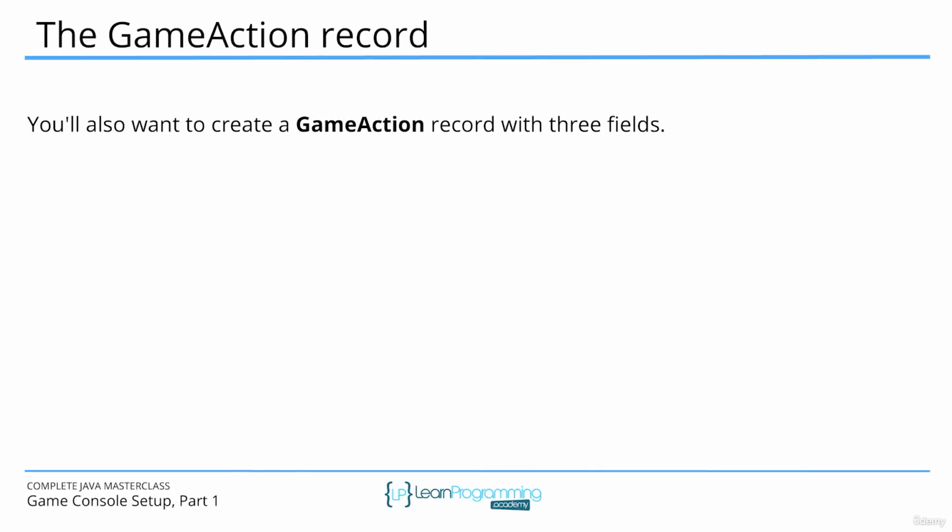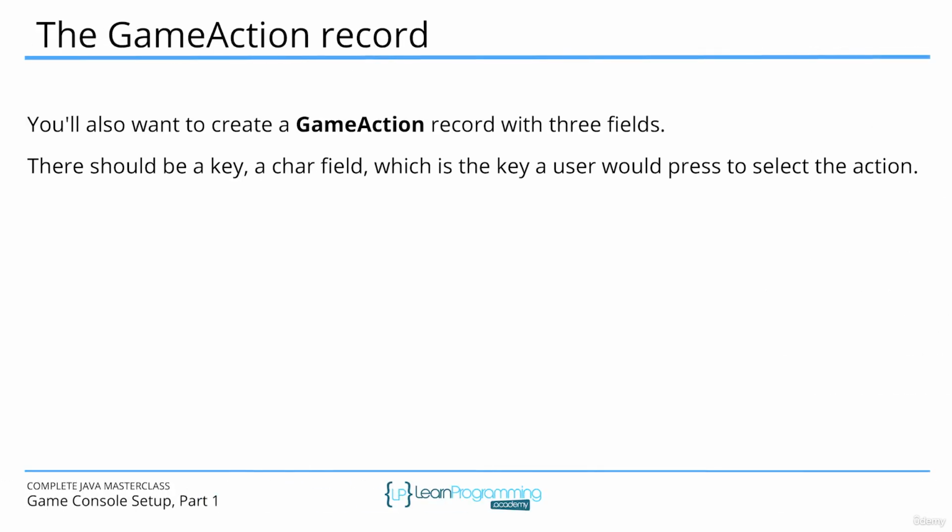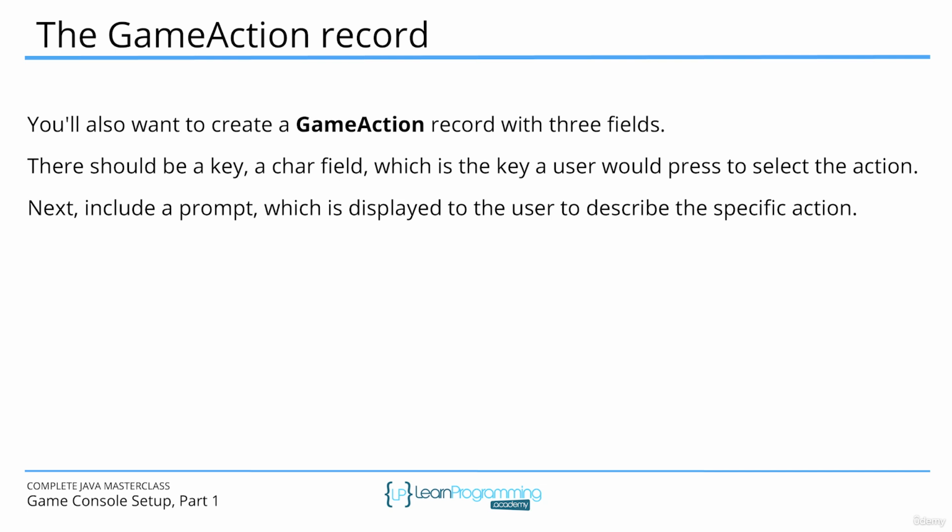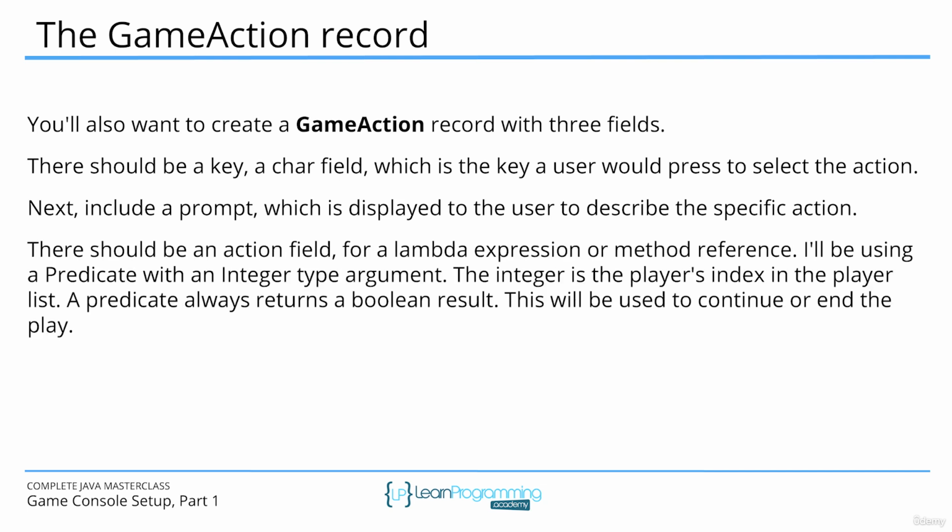You'll also want to create a game action record with three fields. There should be a key, a char field, which is the key a user would press to select the action. Next, include a prompt, which is displayed to the user to describe the specific action. There should be an action field for a lambda expression or method reference.